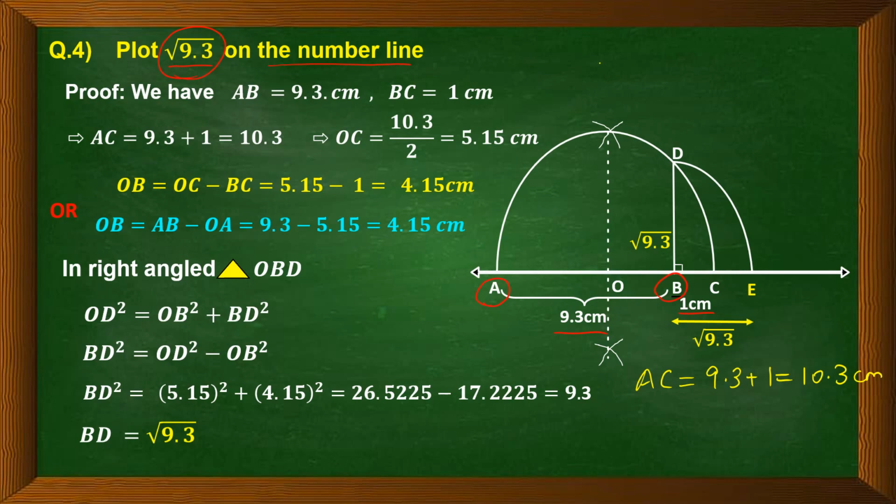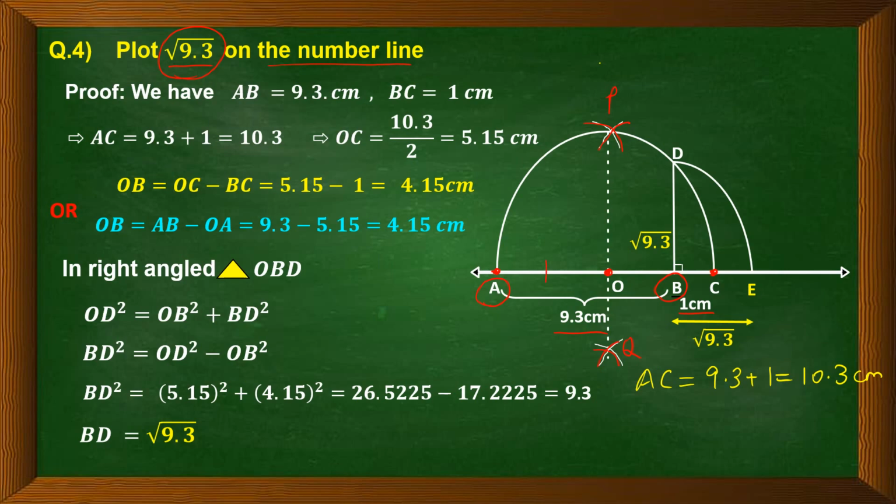Now we need perpendicular bisector of AC. So for that we will take A as center and radius equal to half of AC. We will draw an arc above and below AC. With C as center and same radius, we will draw another arc intersecting the previous arc. Let's say at P and Q. Now join P and Q and it will intersect the number line at a point, say O.